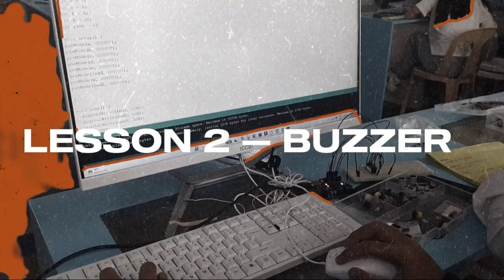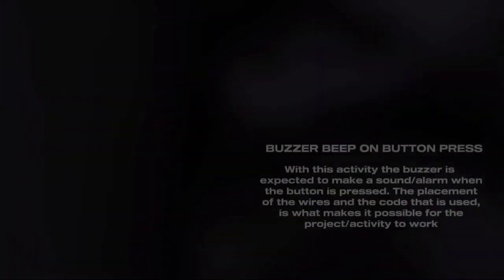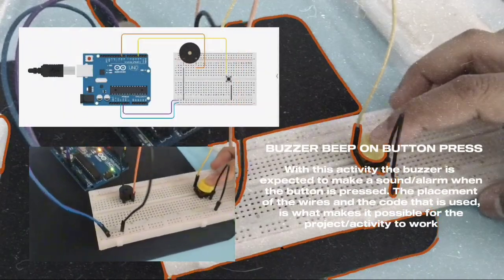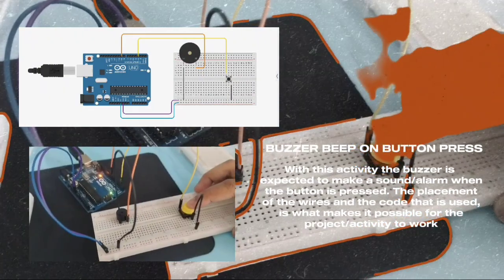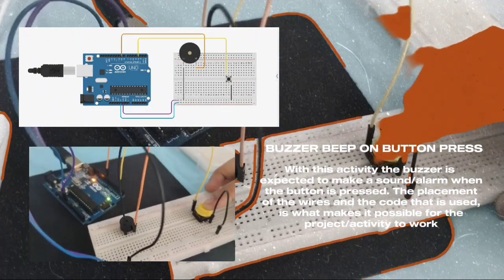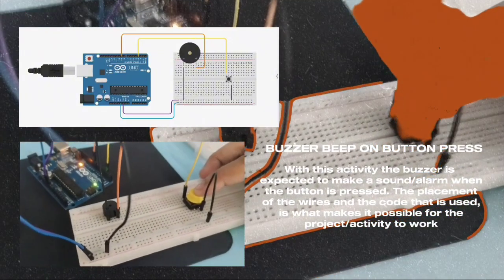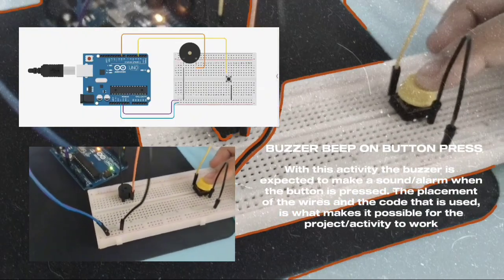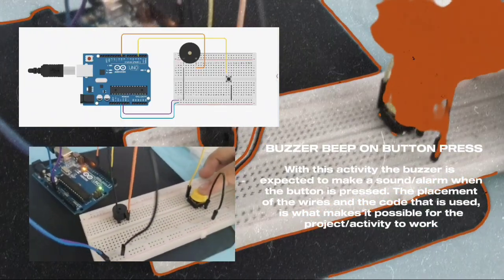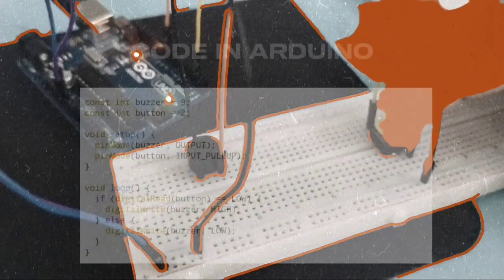The second lesson is all about buzzers. The first activity is the buzzer beep on button press. With this activity, the buzzer is expected to make a sound or alarm when the button is pressed. The placement of the wires and the code that is used is what makes it possible for the project or activity to work.